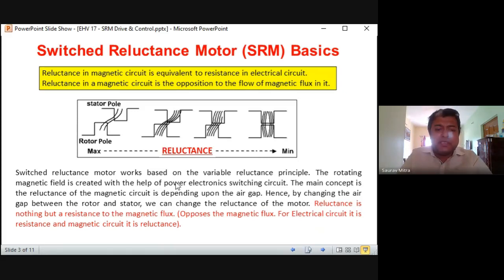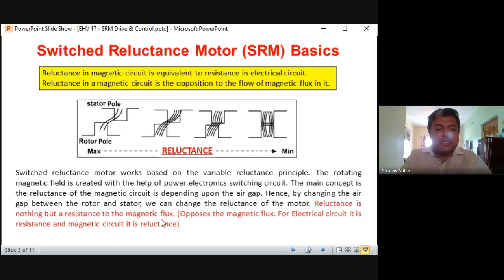So the rotating magnetic field is created with the help of a power electronic switching circuit. The main concept of the reluctance motor is that the magnetic field depends upon the air gap. Hence, by changing the air gap between the rotor and stator, we can change the reluctance of the motor. Actually we are not changing anything. Due to rotation of the rotor, the reluctance automatically changes. What we have to do is just keep on changing the stator poles. Sometimes one stator pole will be positive, meaning north pole, the next instant it will be south pole, again north pole, again south pole. Likewise the stator poles are continuously changing.